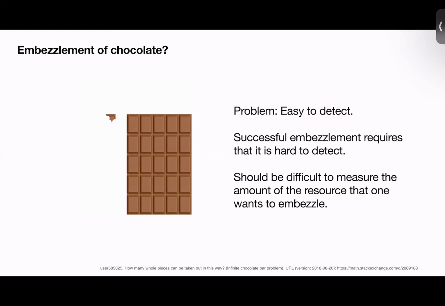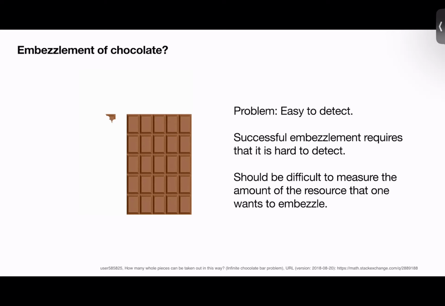So really something's gone. If you want to be successful in embezzling resources, you better make sure that it's hard to detect. So it should be difficult to measure that we're embezzling something. Ideally, you probably want that the amount of the resource that you have in the beginning isn't even well defined. So maybe if you have huge fluctuations in the initial resource, that would be the case.